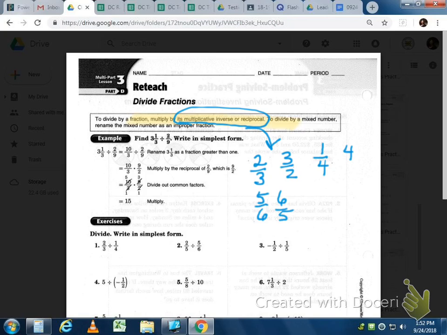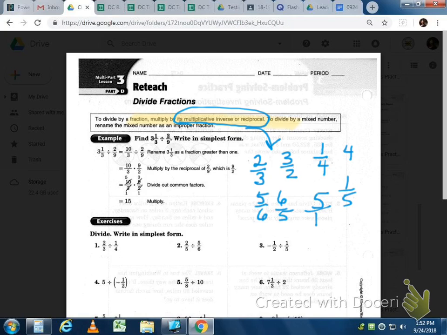All right, what about if you had the number 5 to begin with? What's its multiplicative inverse? Not 5/1. Dylan? 1/5. 1/5, because you have to think about the 5 being 5/1 and then flip it over.